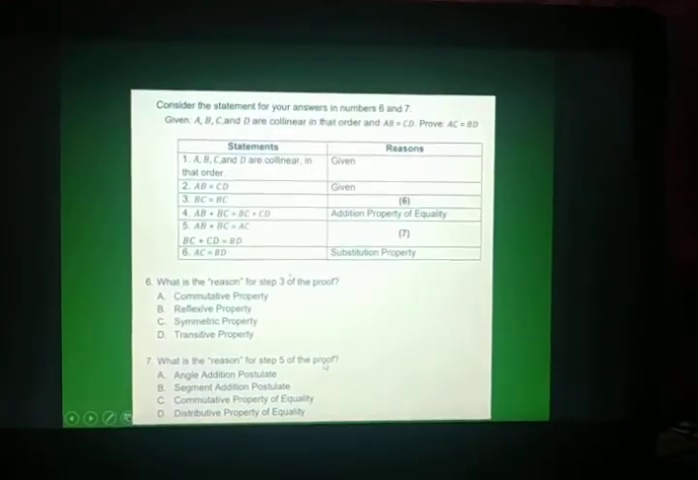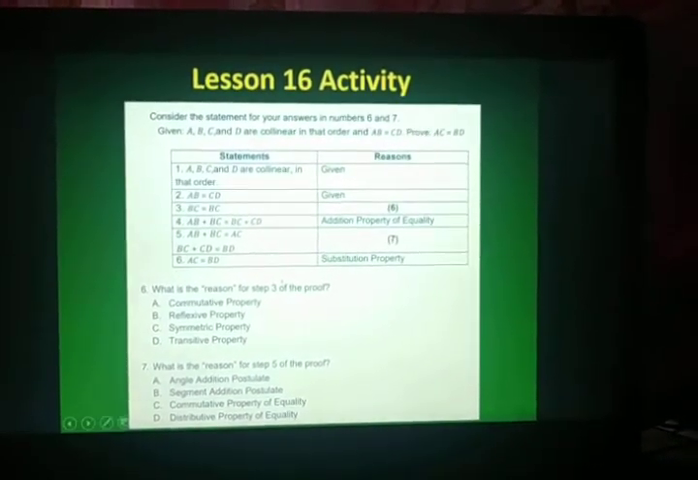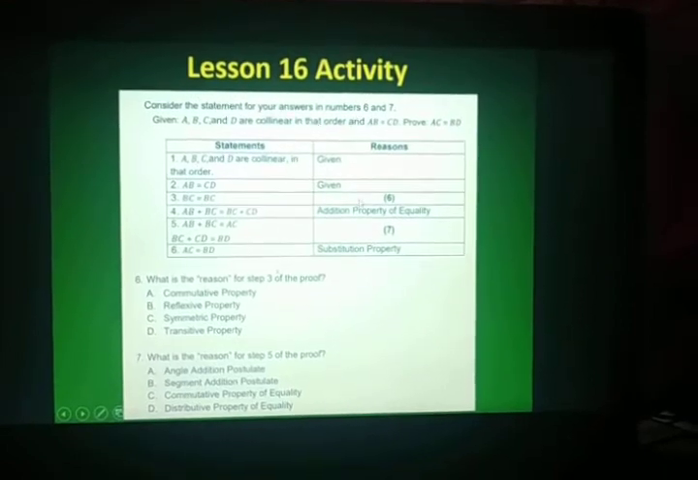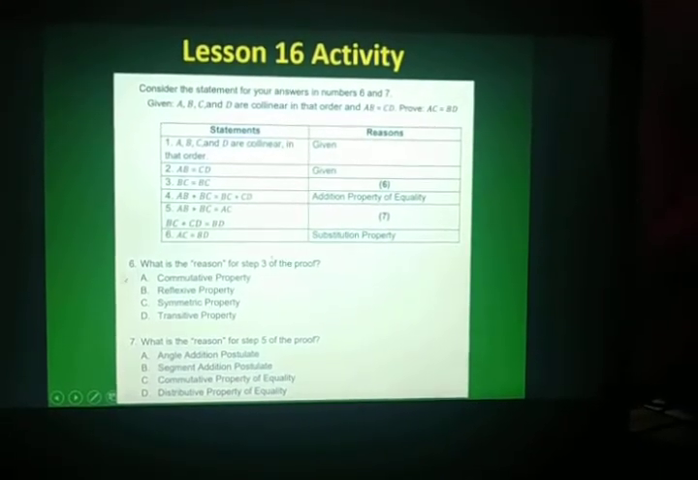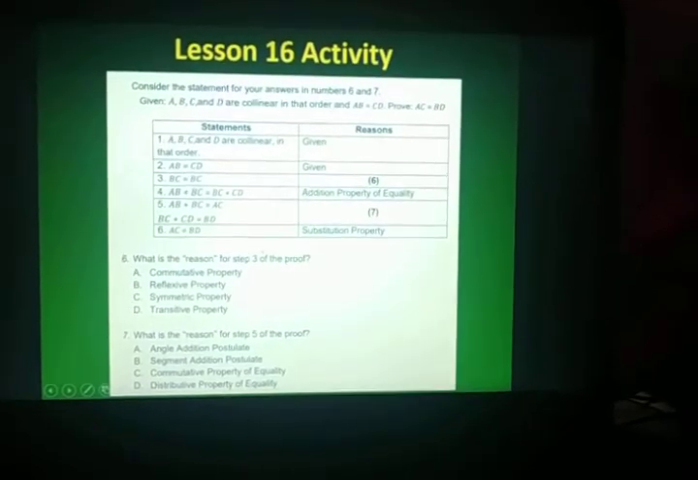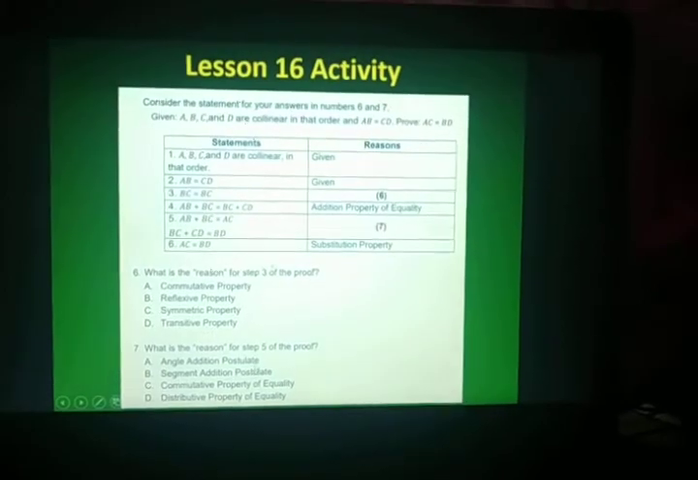Okay. So, here is the lesson 16 activity. Consider the statement for your answers. Here, class, there is a missing one, number 6. What is the property? Here you choose, class, for number 6. Answers. Number 7, here. Go back to these properties that were given to you. Okay. There are only two blanks.